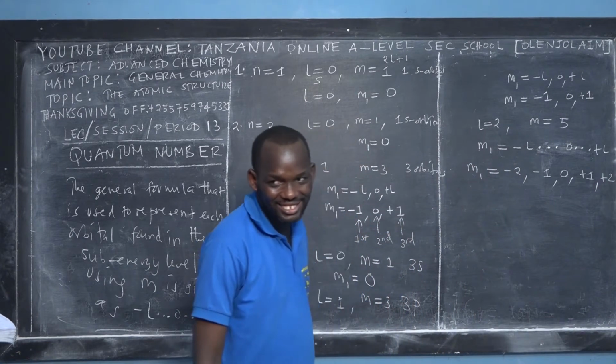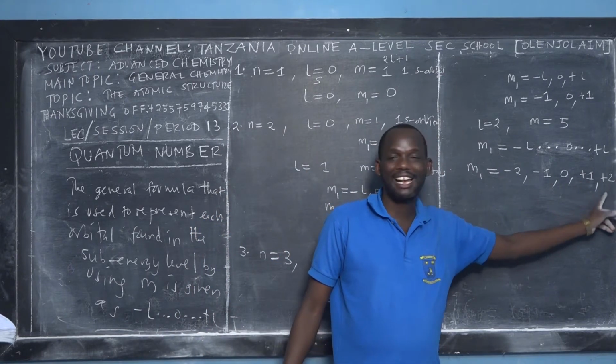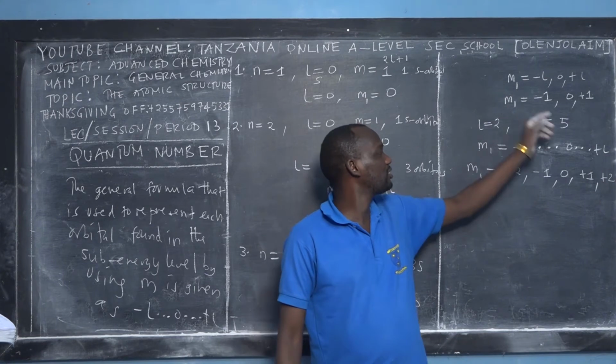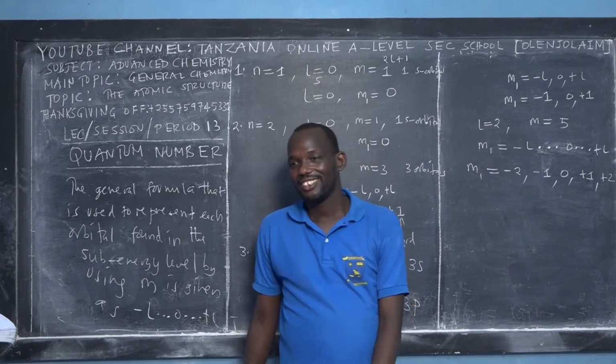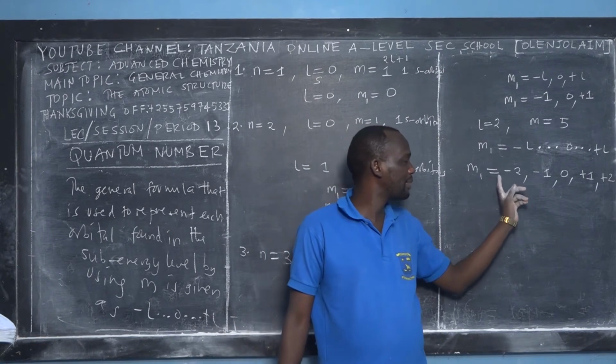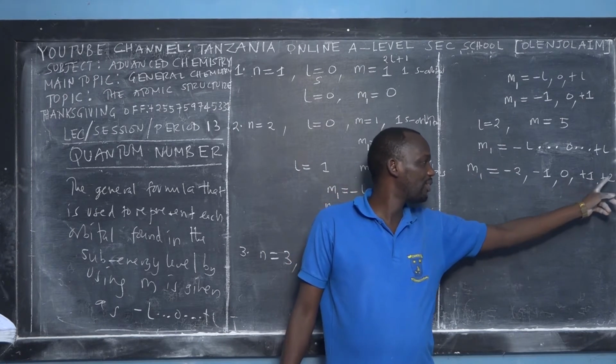Interesting. So now how many orbitals do we have? 1, 2, 3, 4, 5. The total number of orbitals that we found when l is equal to 2 is 5. And the representation of the magnetic quantum number is what? Negative 2, negative 1, 0, positive 1, positive 2.